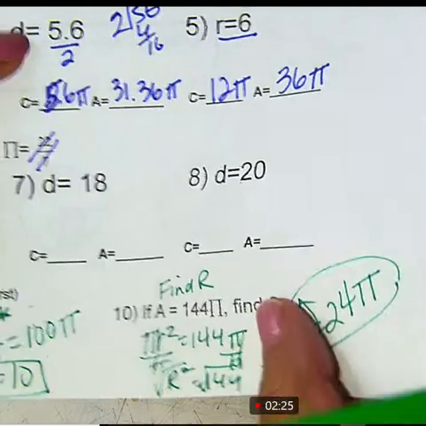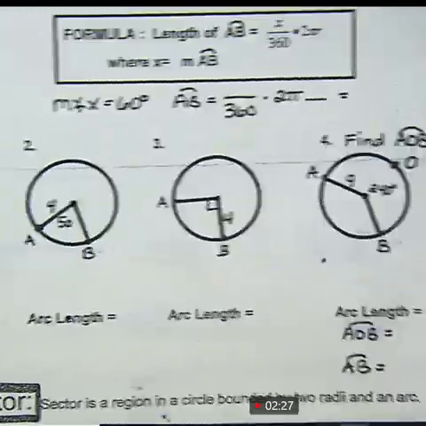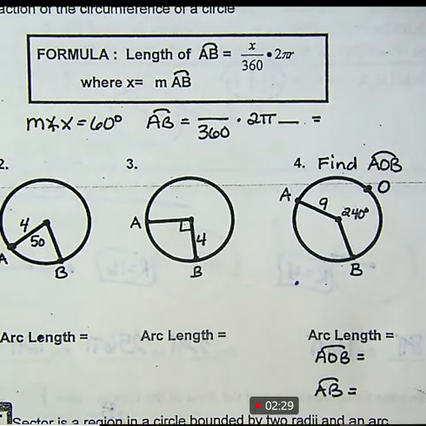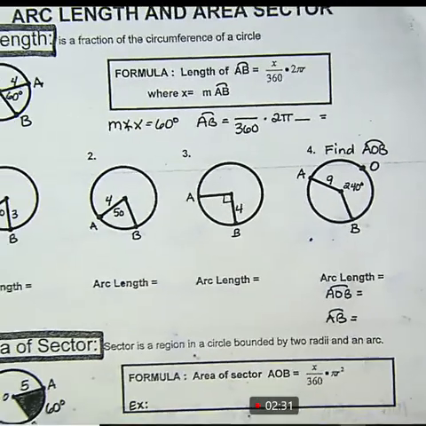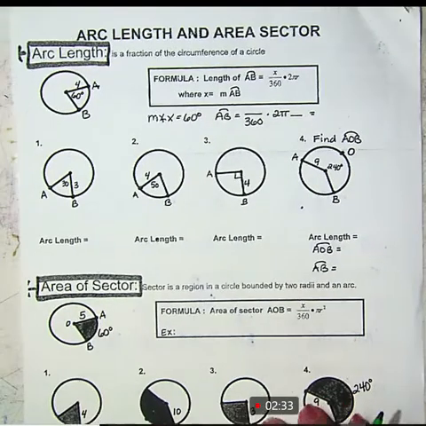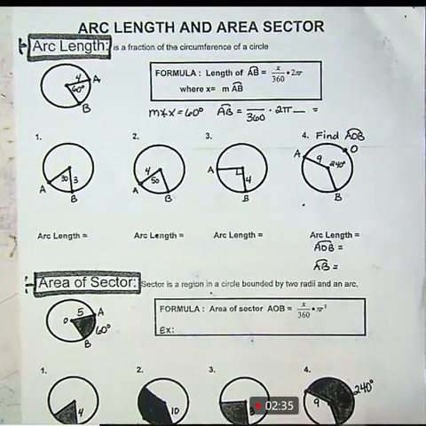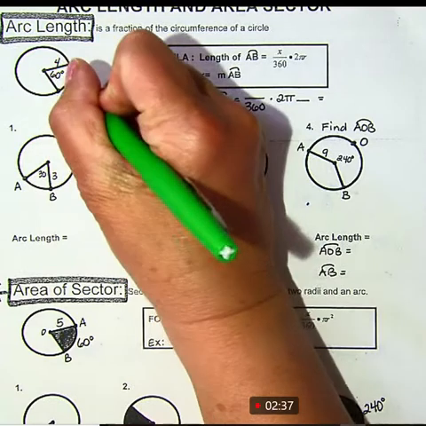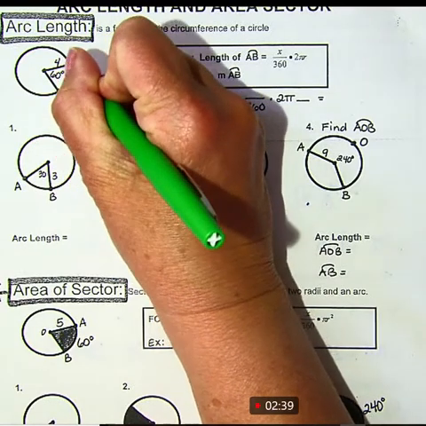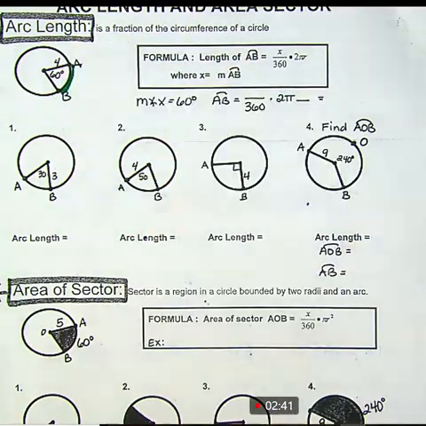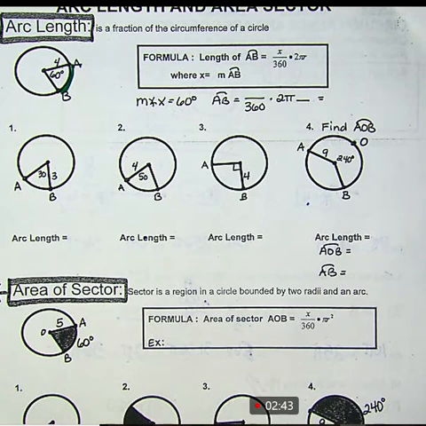Okay, now I'm going to flip over and do the back. These are kind of new. Okay, you haven't done these ones before. We're going to discover how to find arc length and area of a sector. So arc length is what is this portion of my circumference, which is kind of the same as perimeter. Does that make sense? So the perimeter is like in a rectangle, you can add up all the sides.